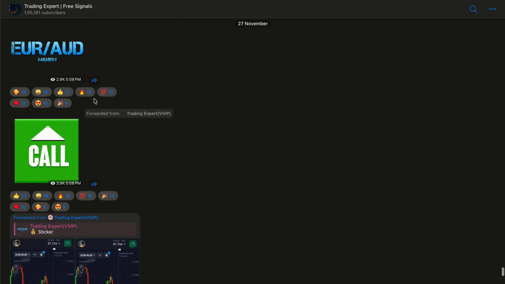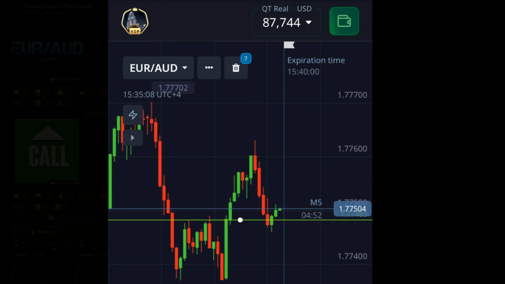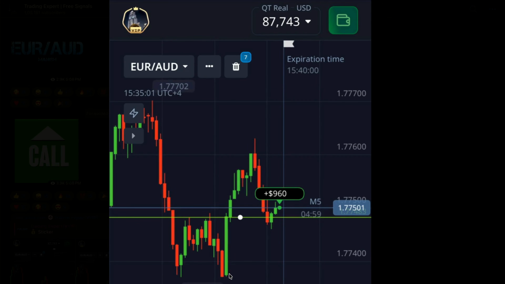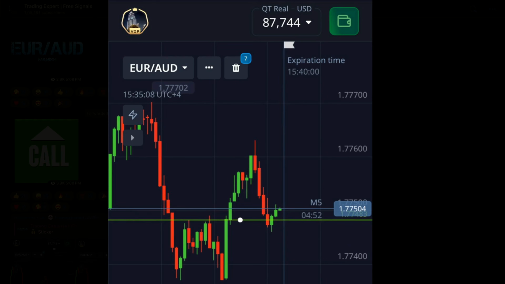Next trade was for EUR AUD for the call side. This was also a very amazing win. In this, the price was in a strong uptrend and the price pulled back and gave continuation signs supporting another call entry level. We took this trade for the call side and we won it.